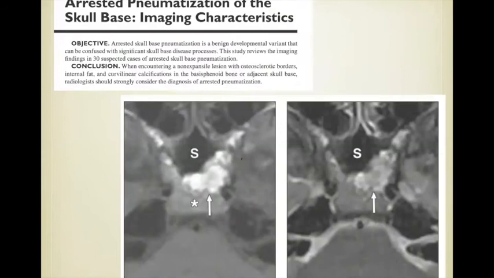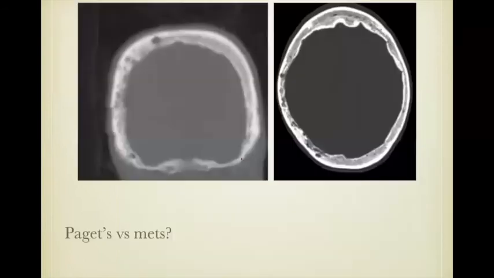This is a good article. I think it's worth reviewing. And one of the findings, which I think can be helpful in these cases, is that they will have a relatively normal marrow signal intensity, which should be a clear indication to you that you're not dealing with a skull-base malignancy. This is a benign process, but it's called arrested pneumatization. I'll tell you, once you recognize this entity, you'll notice it in more and more of your cases.